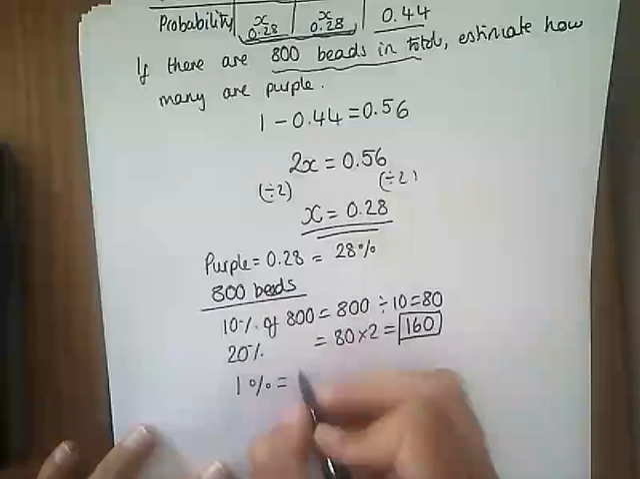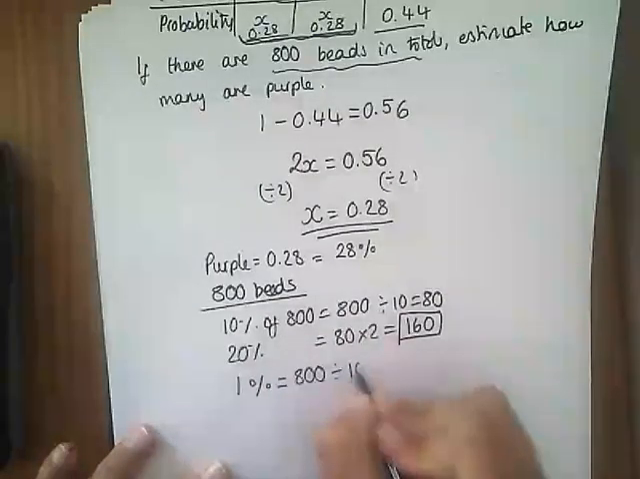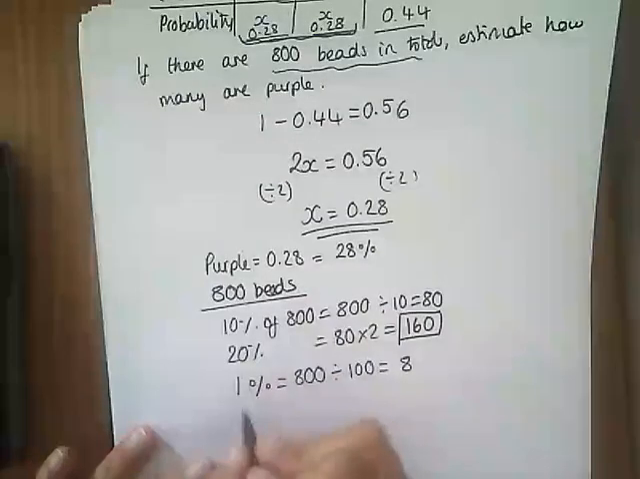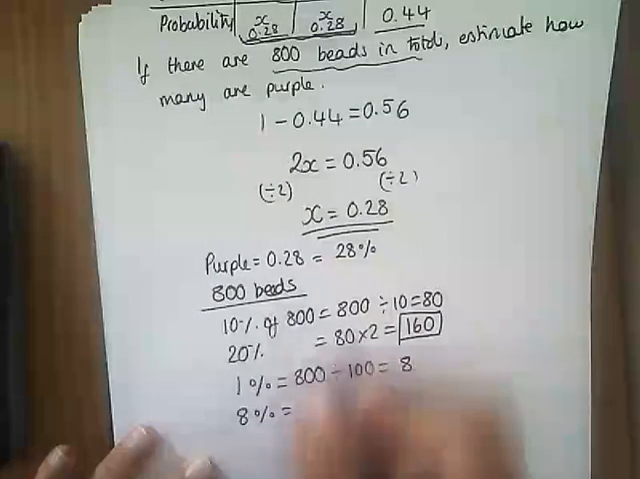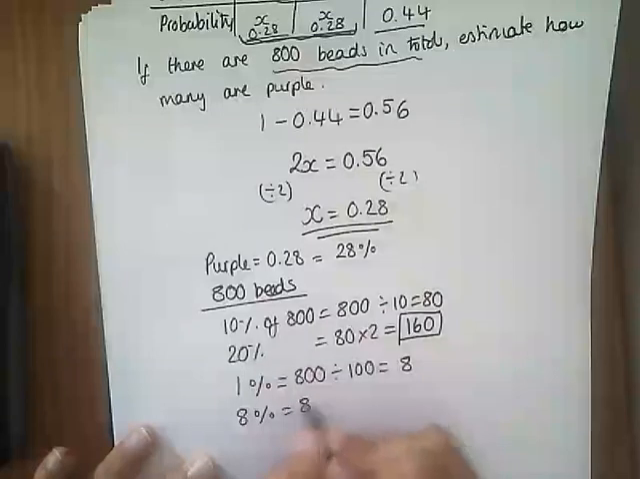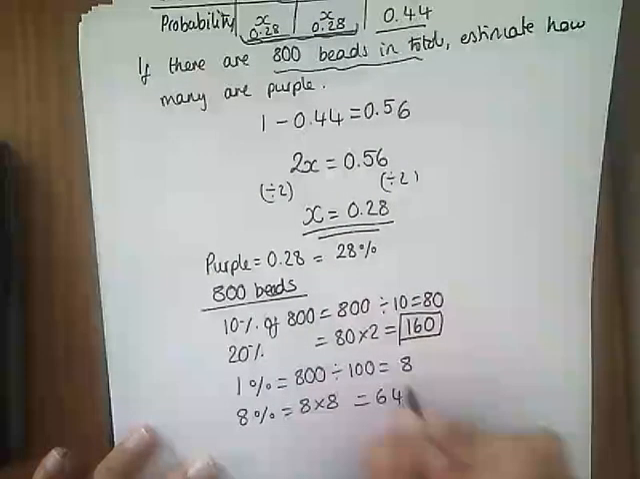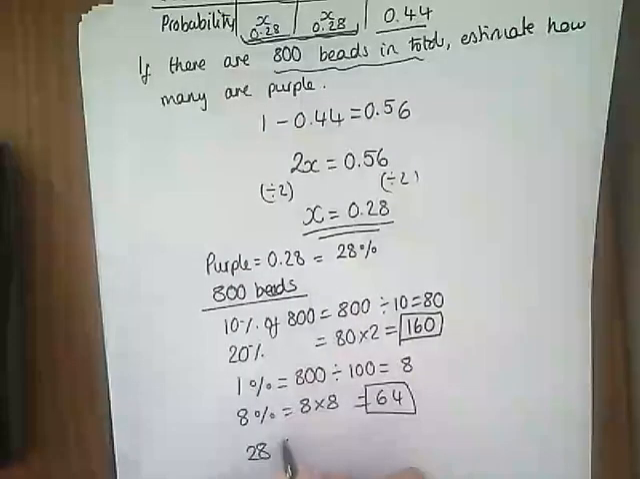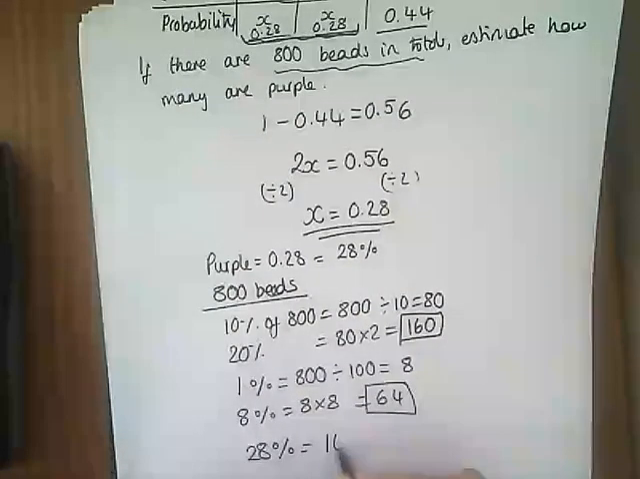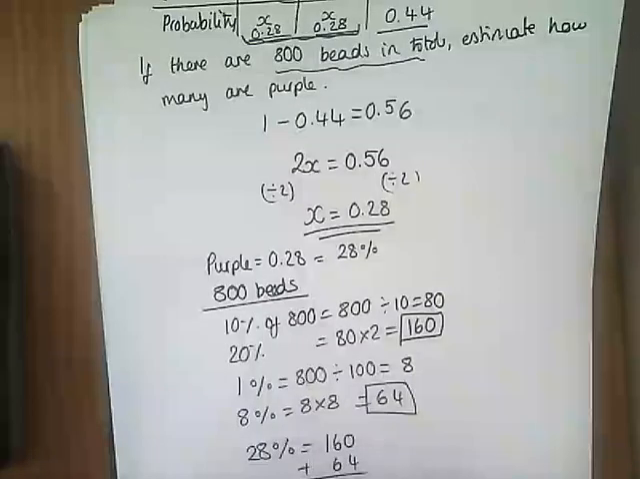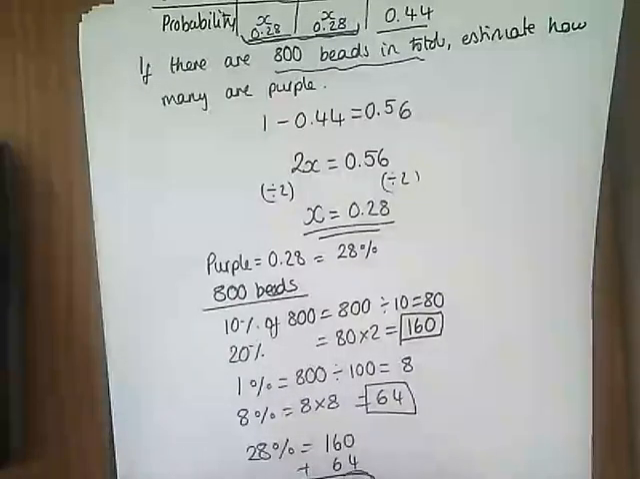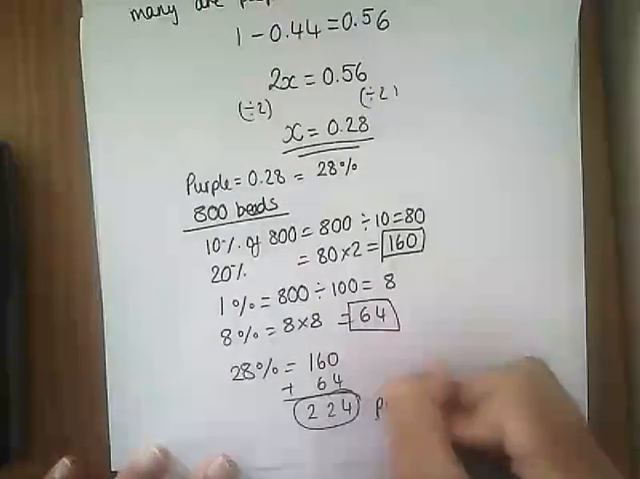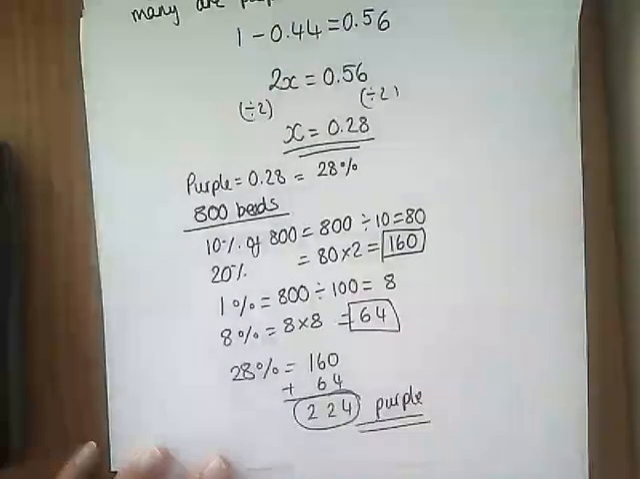I'm then going to find 1%. So 1% of 800. Don't forget to find 1%, you divide by 100. So 800 divided by 100 is 8. And so then 8%, which is the missing bit I need, is 8 times 8, which is 64. So that means my 28% is going to be 160 plus 64, 224. So that means we're estimating that 224 beads are purple.